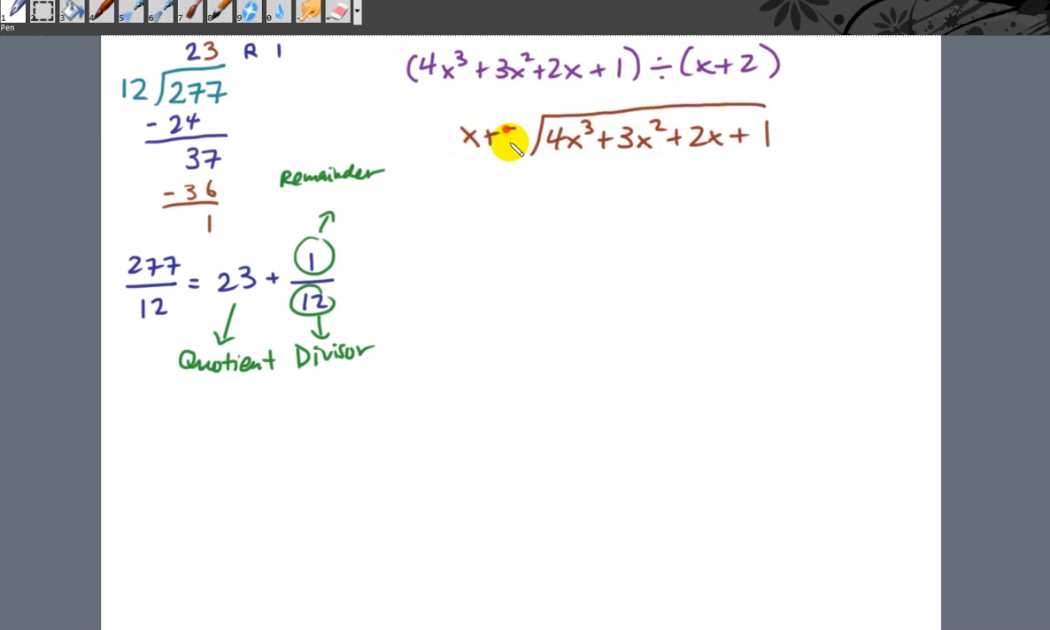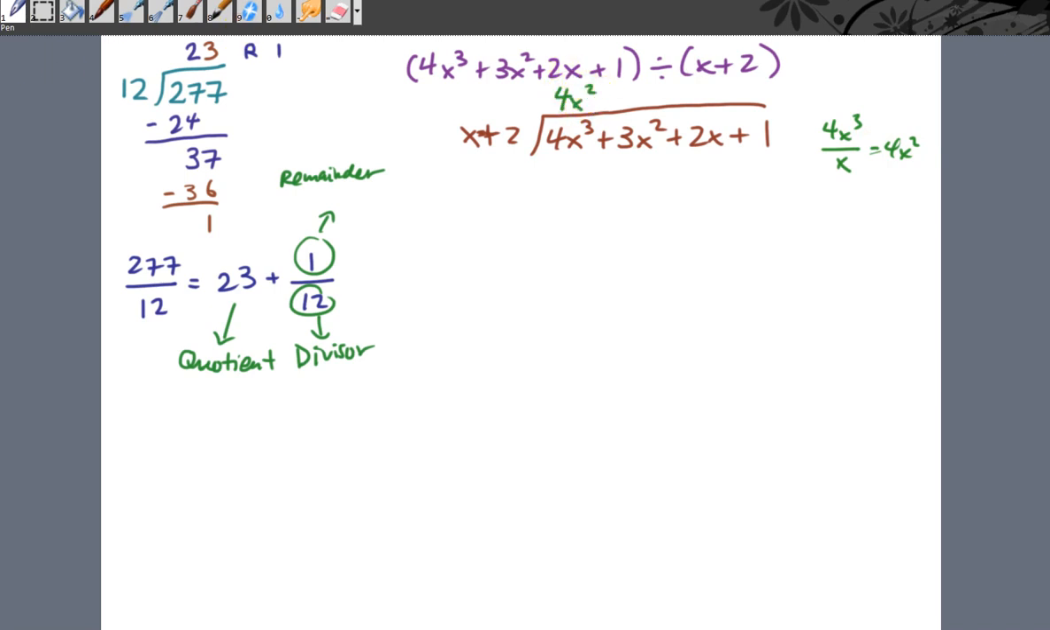What we first need to do is consider this term and this term. If we divide 4x cubed by x, this is going to be 4x squared. If you cannot see it, just write out 4 times x times x times x divided by x, cancel, and then you get 4x squared. That's one way you can think about it if you're having a hard time visualizing. So 4x squared is going to be put on top here.